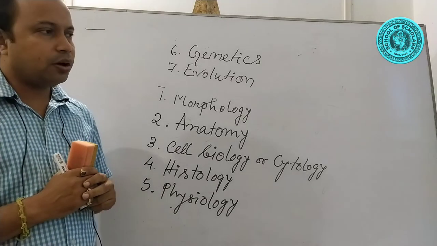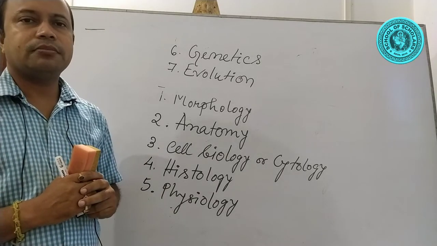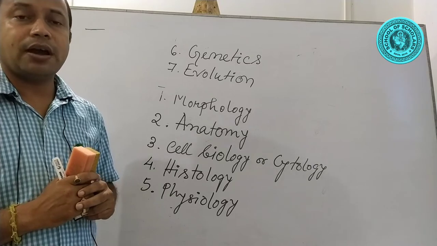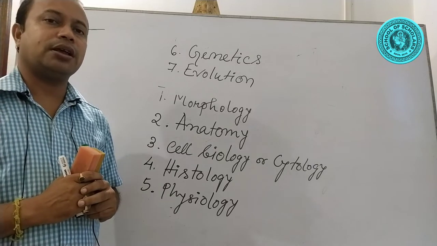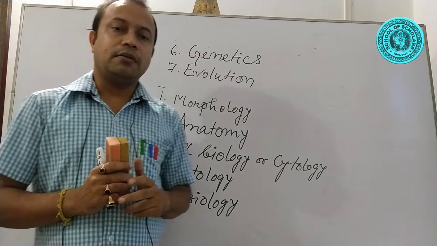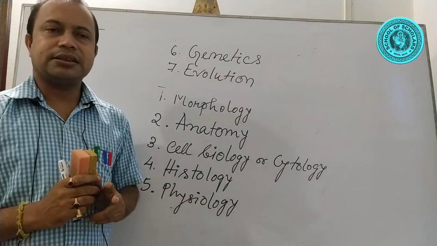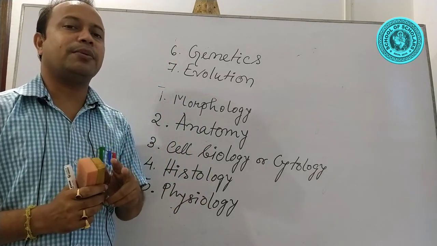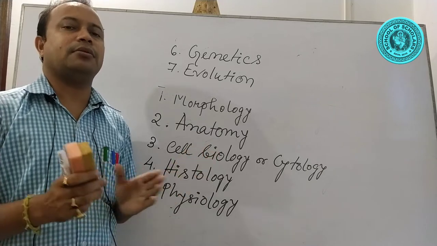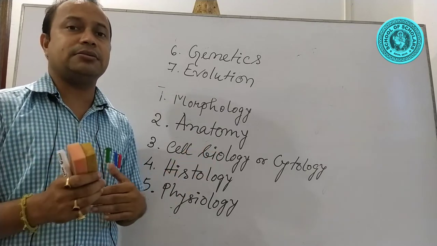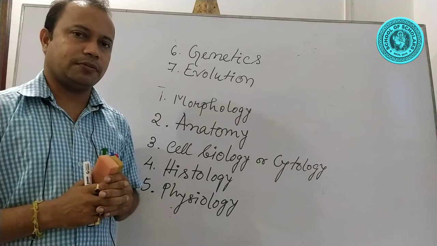Or otherwise, you may call it the study of phylogeny or phylogenic development of organisms. What is phylogeny? Phylogeny is the study of ancestral history of an organism. That means the study of development of present day organisms from their primitive ancestor.